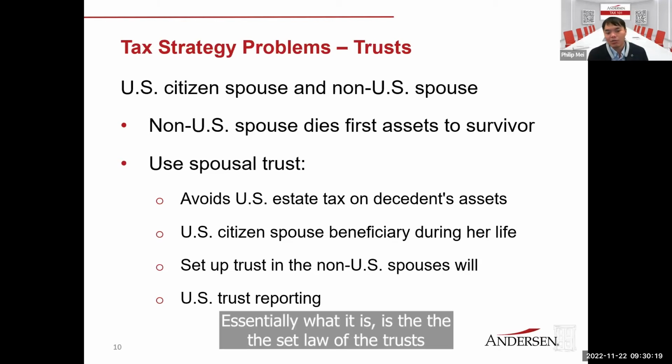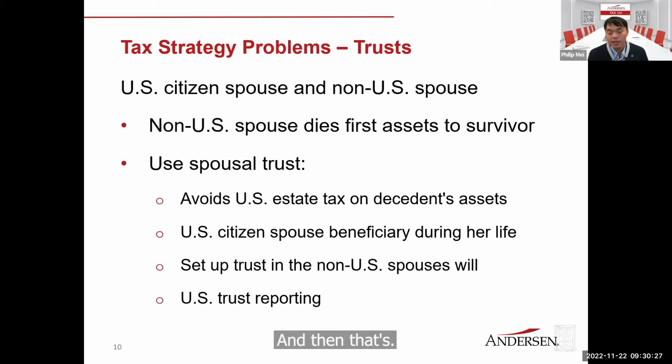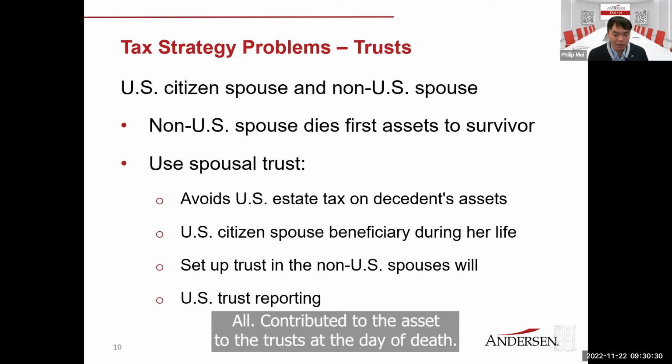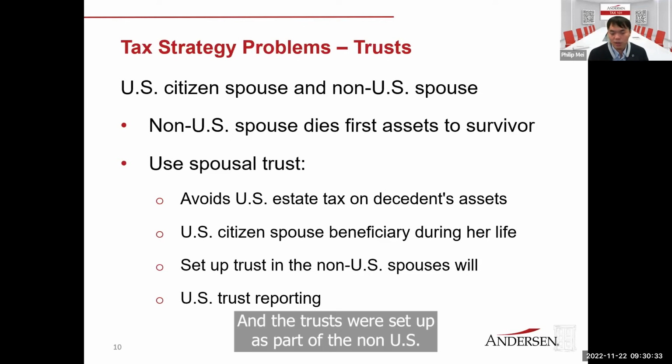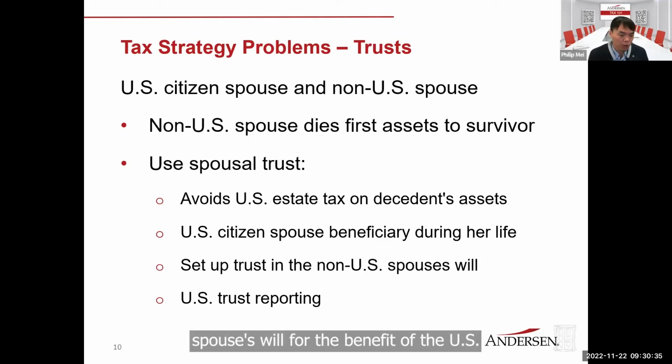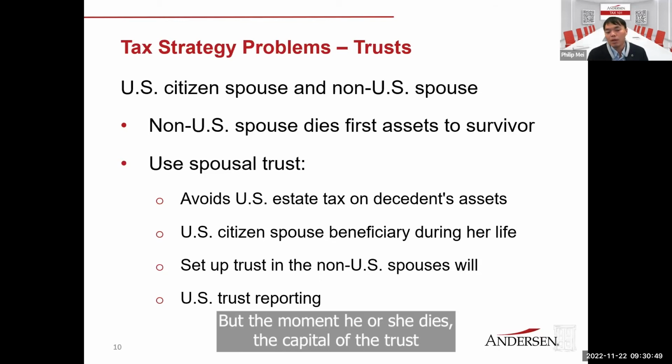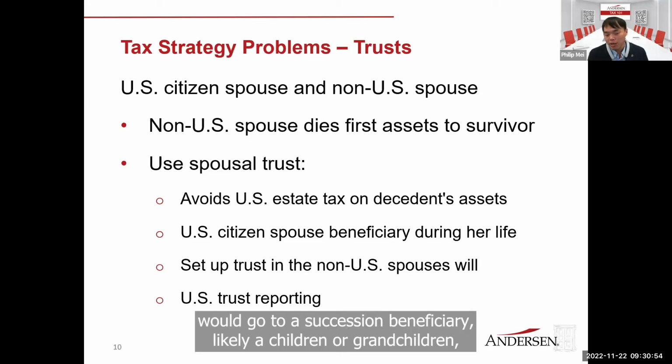trust. Essentially, the settlor of the trust contributed all the assets to the trust, and then contributed the asset to the trust at the day of death. The trust was set up as part of the non-US spouse's will for the benefit of the US surviving spouse. And then during the lifetime of the US surviving spouse, he or she would have all the income from the trust. But the moment he or she dies, the capital of the trust would go to a succession beneficiary, likely a child or a grandchild, whatever that is.